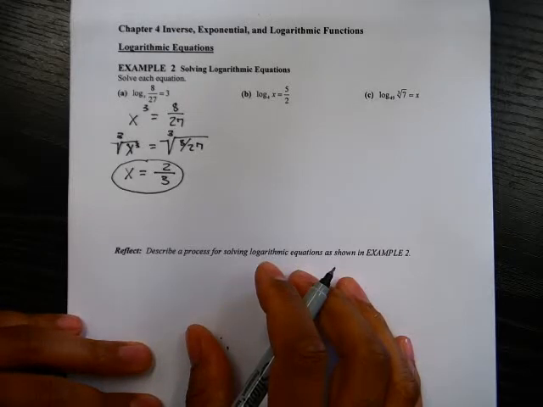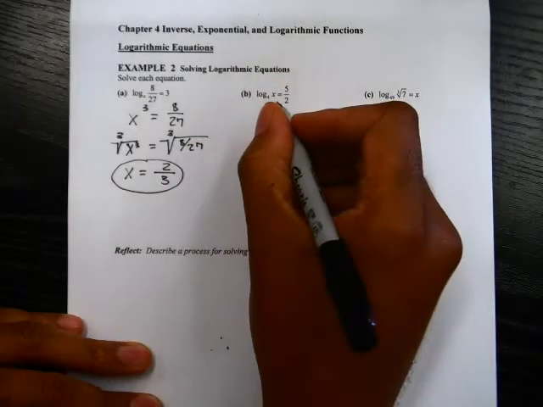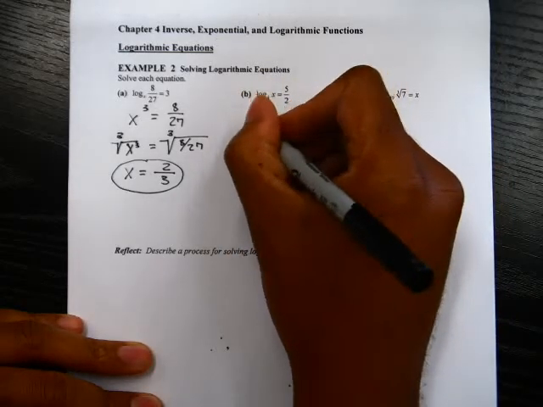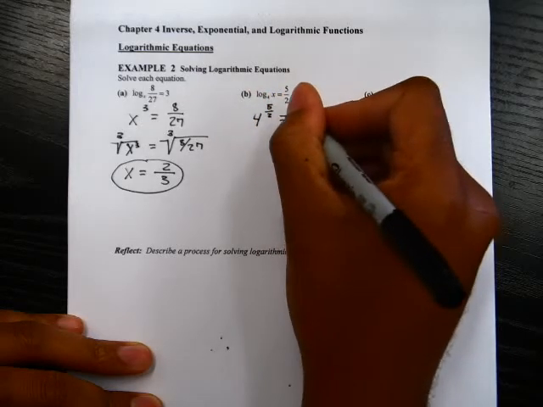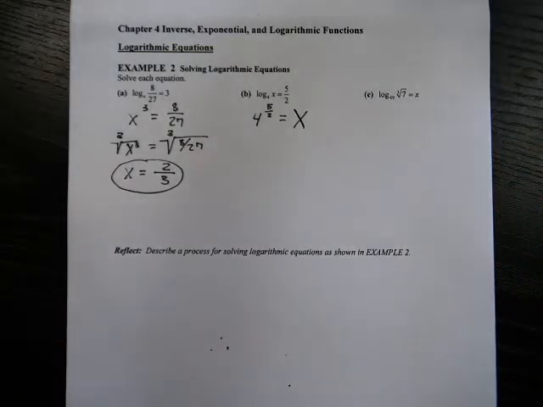Alright, using that same conversion, converting from a logarithmic form to an exponential form, we can solve this next example also. So let's say we have log base 4 of x is equal to 5 over 2. When I change this logarithmic form to an exponential form, this would be 4 to the 5/2 power is equal to x.